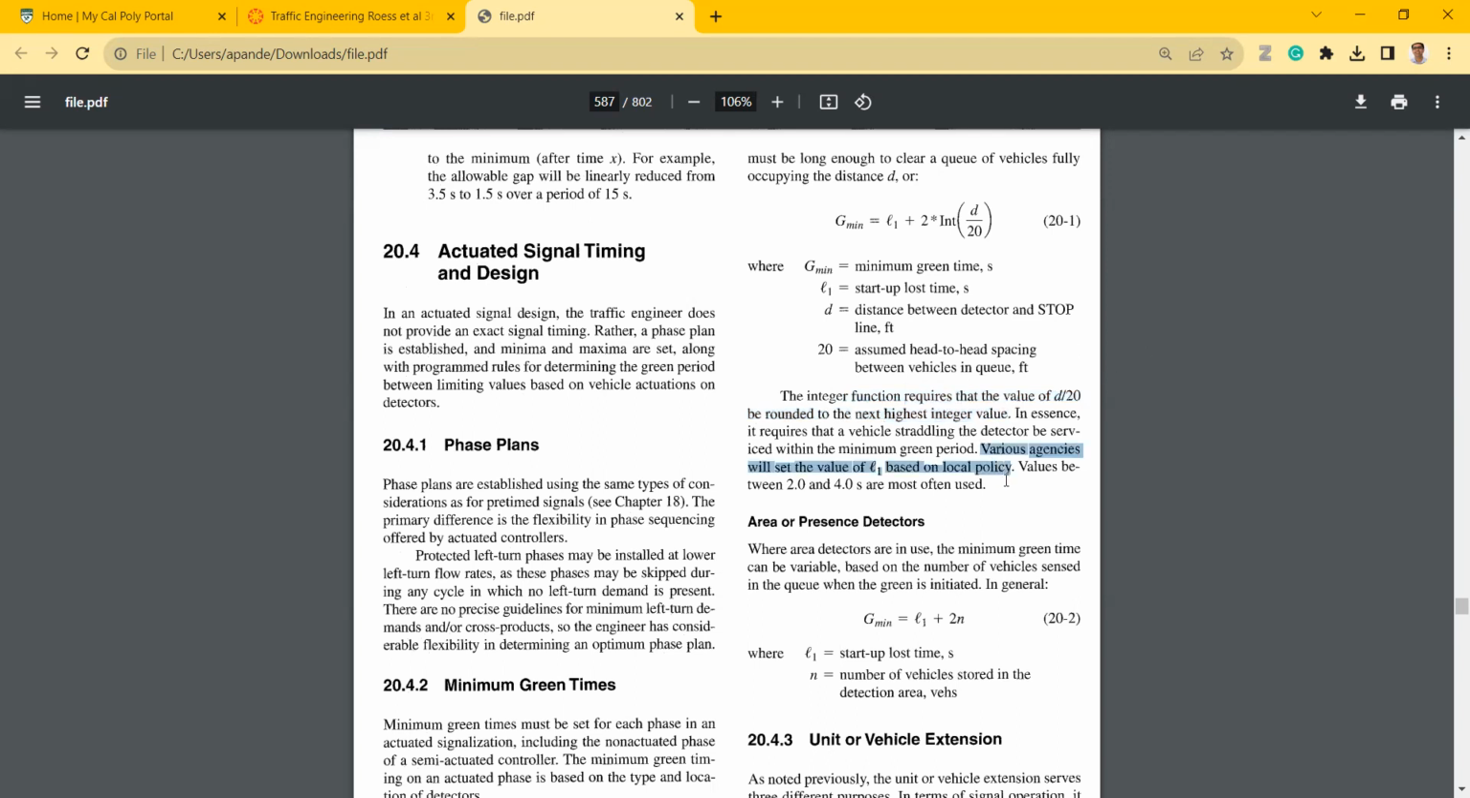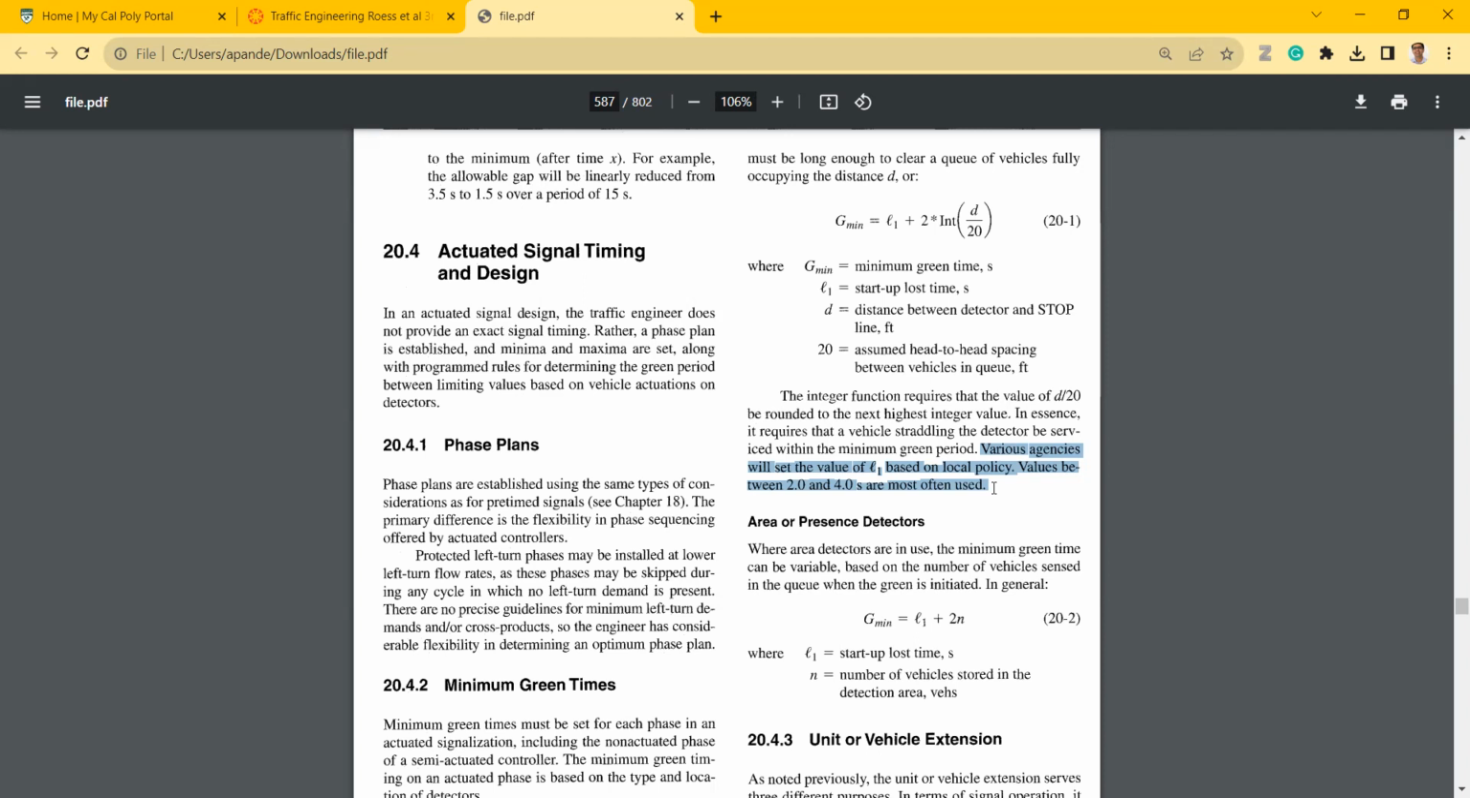Various agencies set L1 based on local policies, with values between 2 to 4 seconds. And again, you might have different loss times for different phases. If it's a left turning vehicle phase, in the exam, you'll typically be given this value, and you could use it. Otherwise, any reasonable assumption between 2 to 4 seconds would be fine.